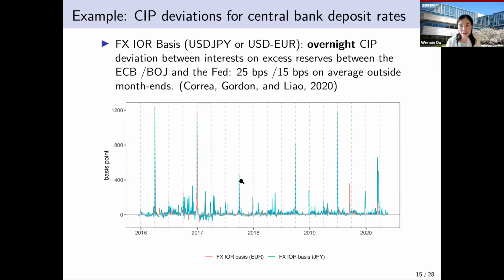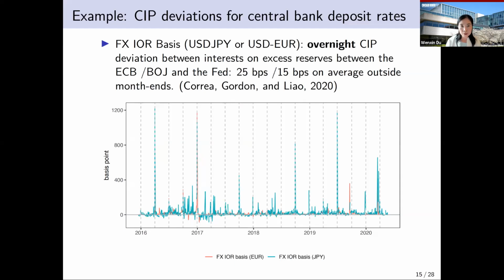And this is to say, if you have the patience to do that overnight calculation, you can see the difference between the swapped ECB rate minus the IOER paid by the Fed, shown in red, and the swapped BOJ deposit rate minus the IOER paid by the Fed, shown in blue. They're largely positive, on average 25 basis points for yen or 15 basis points for euro.